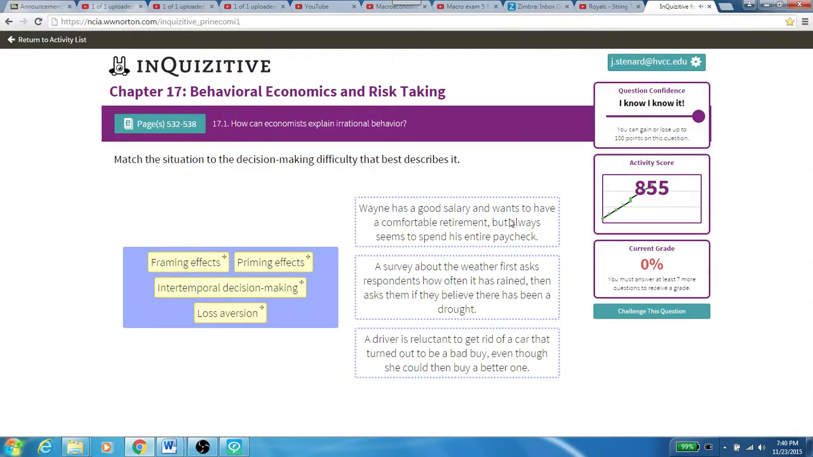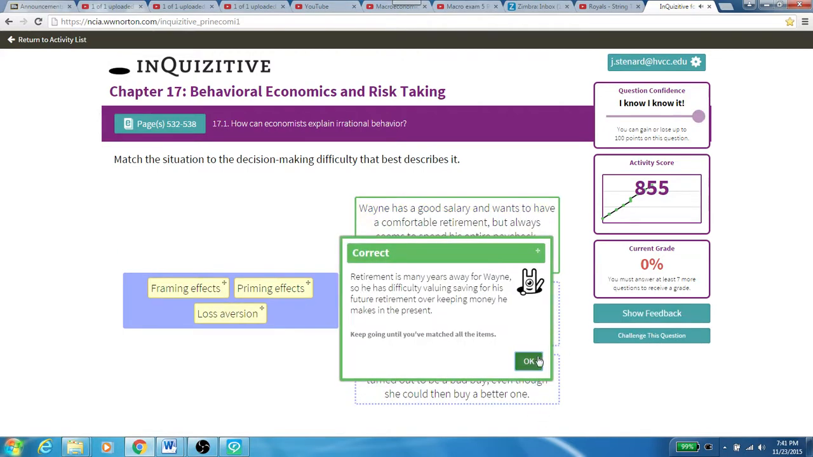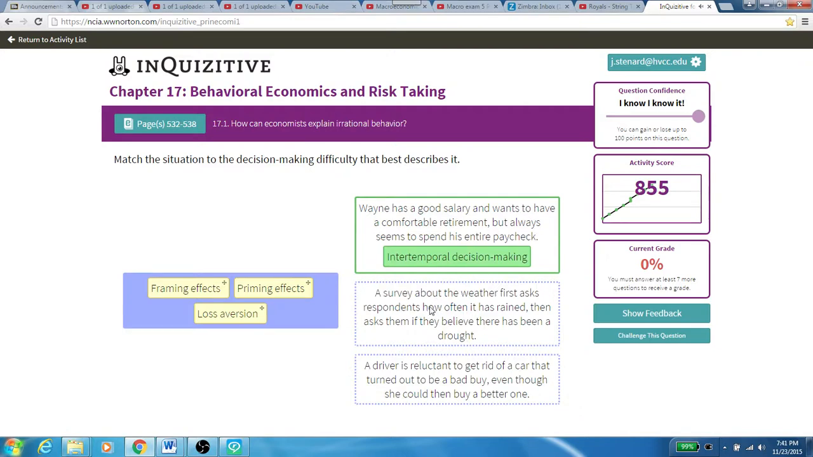Wayne has a good salary and wants to have a comfortable retirement, but always seems to spend his entire paycheck. Well, he's like that little kid with the marshmallow. He's falling prone to intertemporal decision-making. Next one. A survey about the weather first asked respondents how often it has rained, then asked them if they believe there's been a drought. This is an example of either the priming effect or the framing effect. Let's think about that for a second. We'll go down to the next one.